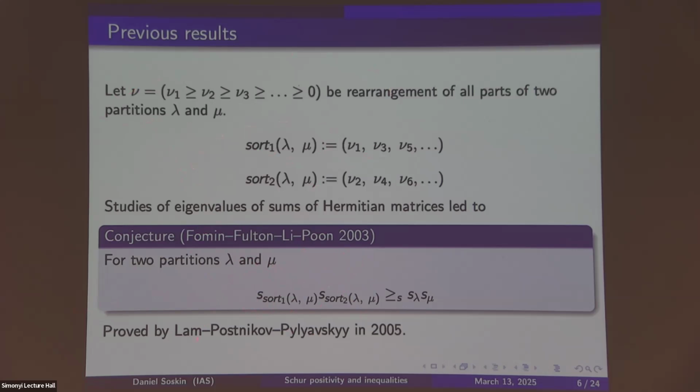In one of the conjectures, they take two partitions, write the rearrangement of all parts from the two partitions, and form two new partitions from even and odd parts. They conjecture that these two new partitions give us a larger product. So if we take two partitions, we can take the union of all parts, list them in increasing order, and then just take even and odd parts. This conjecture was also proved by Lam, Postnikov, Pylyavskyy in the same paper, using the same technique as the first conjecture.